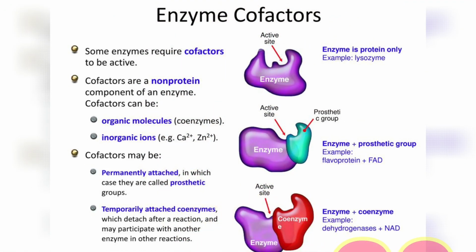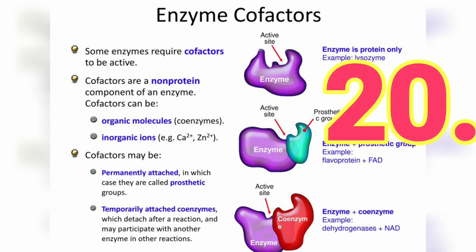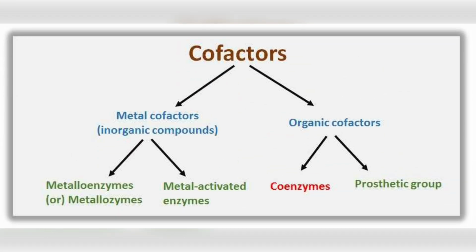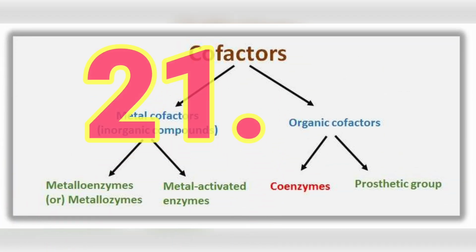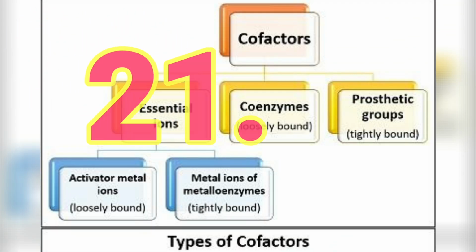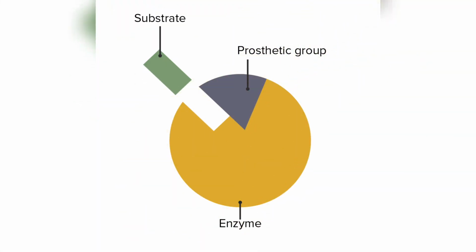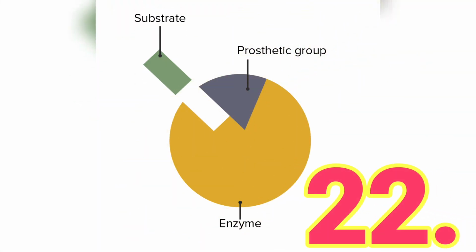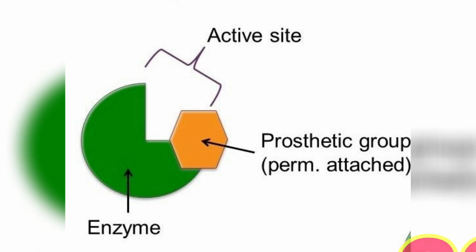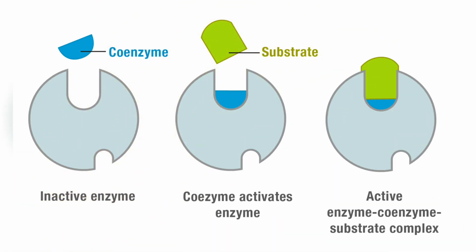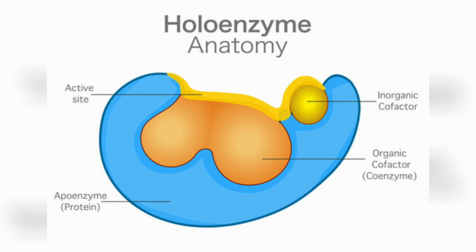Cofactors are non-protein constituents that are bound to the enzyme to make the enzyme catalytically active. Cofactors are of 3 types. One is prosthetic group, second is coenzyme, third is metal ions. Prosthetic group means tightly bound organic compounds, for example, heme group.